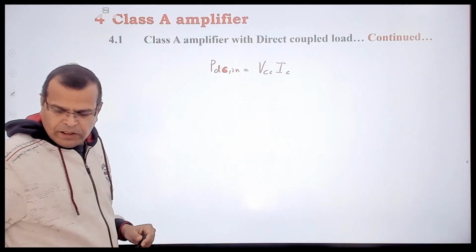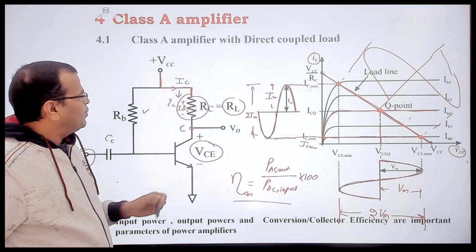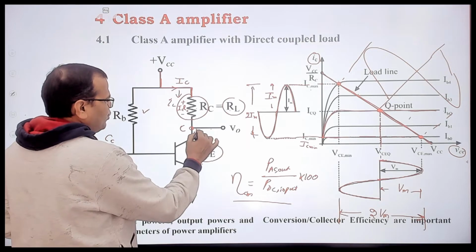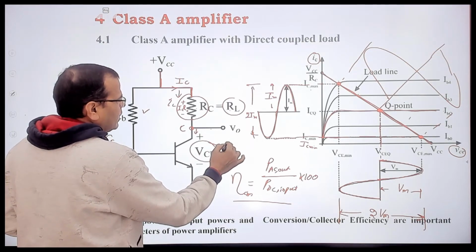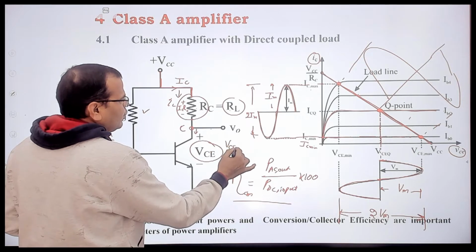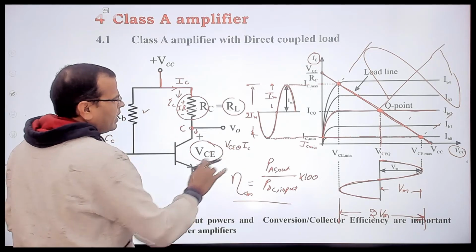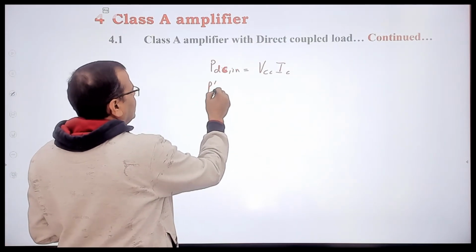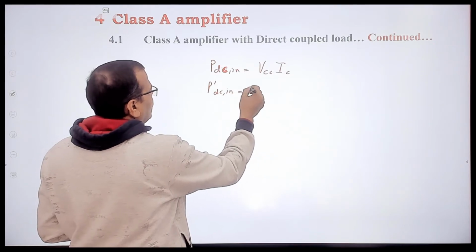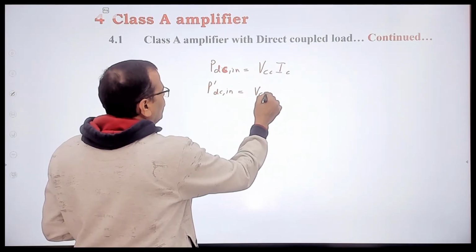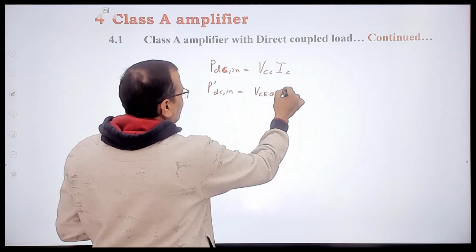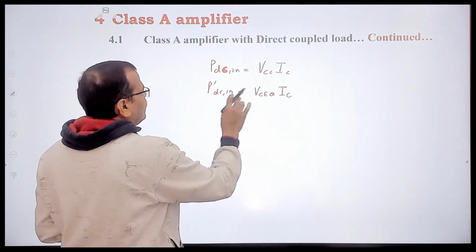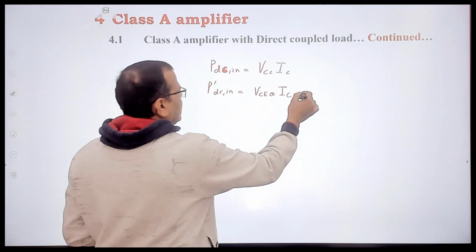If you see the DC power input to the BJT, that will be what? That will be the voltage VCEQ, that is the DC voltage, multiplied by the collector current. So I am saying the DC input power to the BJT will be equal to VCEQ into IC, right?